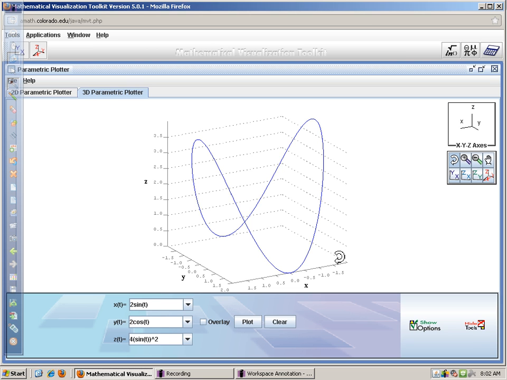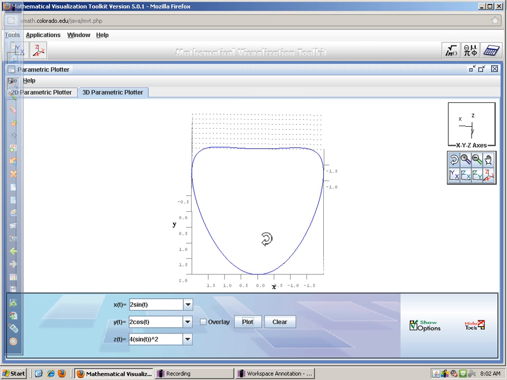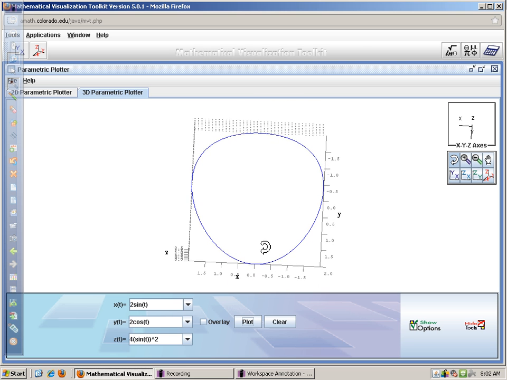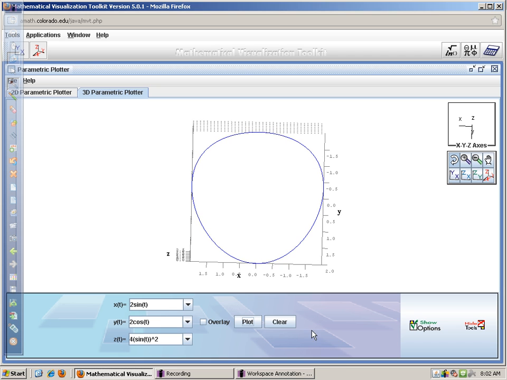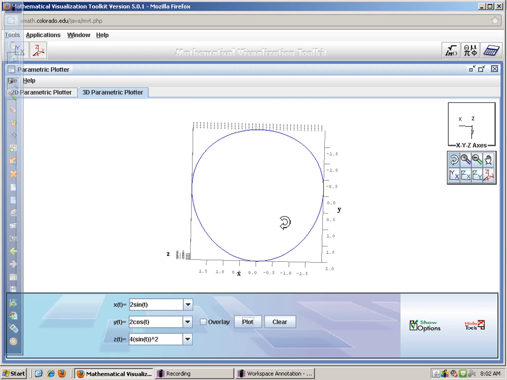Can we spin it so that we can see the circle? So that's straight down the, it's not quite circular, I don't have it quite perfect. That's pretty close. So that's straight down the z-axis. So we see the circular shape on the xy plane.